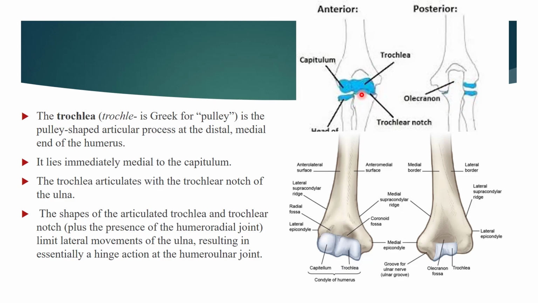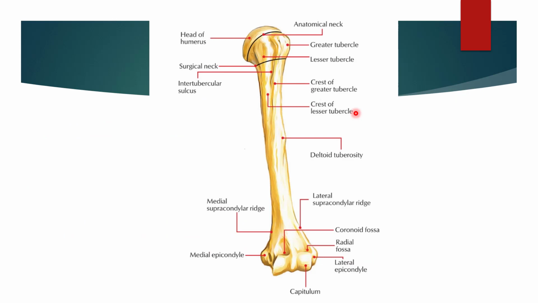The shape of the articulated trochlea and trochlear notch, plus the presence of the humeroradial joint, limit the lateral movements of the ulna, resulting in essentially a hinge action at the humero-ulnar joint. See here, this trochlea of the humerus is articulating with the trochlear notch of the ulna. At the distal extremity, we have studied the medial supracondylar ridge, lateral supracondylar ridge, medial epicondyle, lateral epicondyle, the capitulum on the lateral side, and the trochlea on the medial side.